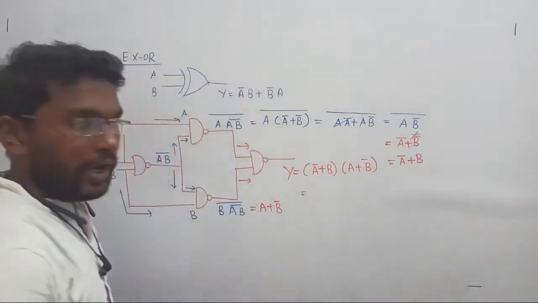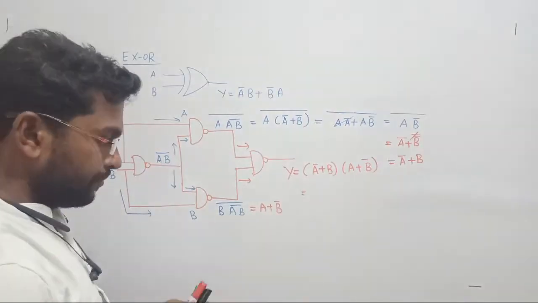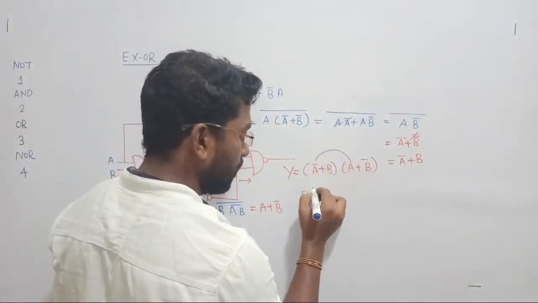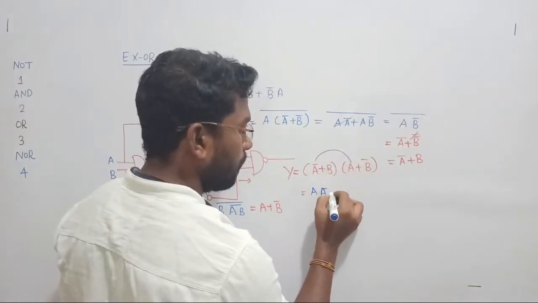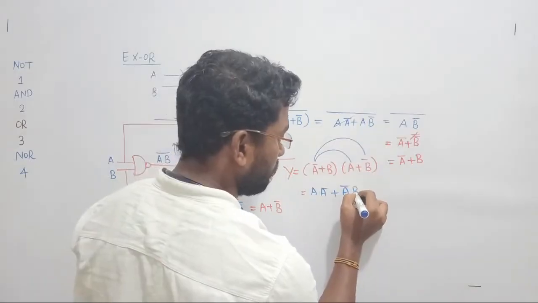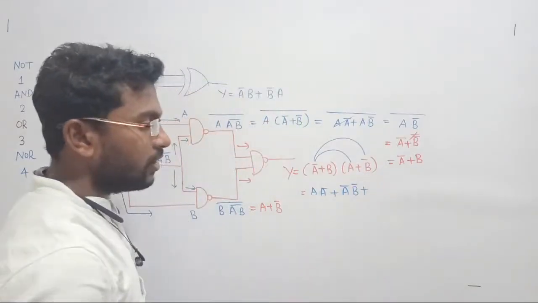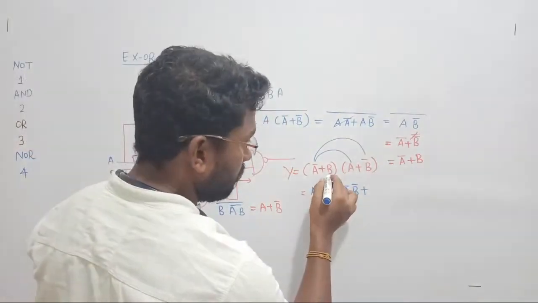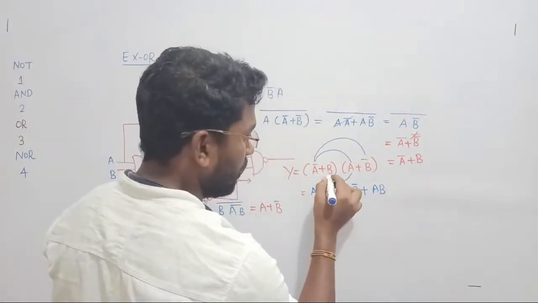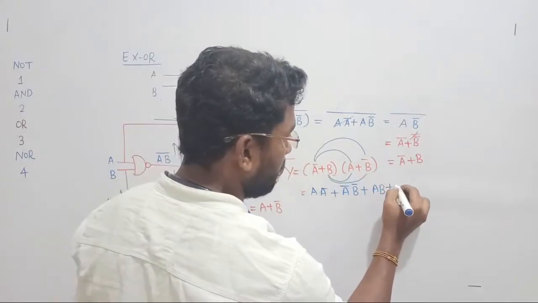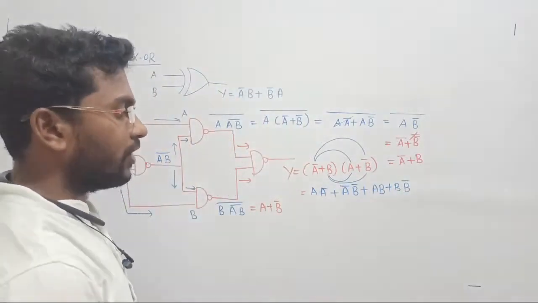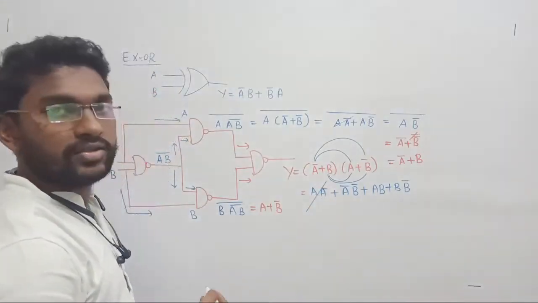If I open up the brackets for this function, what are we going to get? A bar dot A, that is A dot A bar, plus A bar B bar. We are going to get A bar B bar plus, right? What are we going to get? We multiply these two things, we get AB. Yes. And multiply these two things, we get plus B dot B bar. Now what will I get here? A dot A bar is going to be 0.